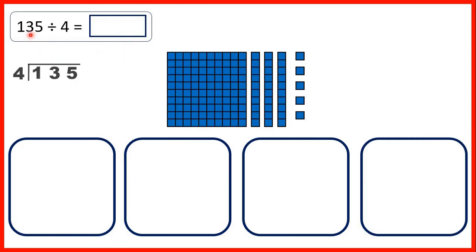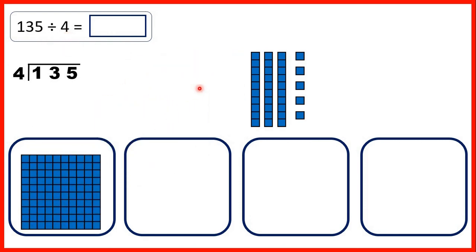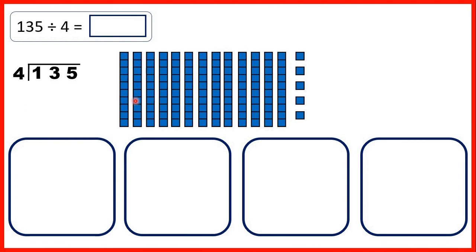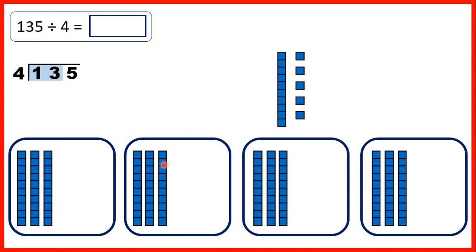Finally, we had 135 divided by 4. Again, we couldn't share out our 100, but we could split our 100 into 10 tens, and that means that we have 13 tens altogether. We can share out 12 of those tens, but we can't share out this 10 because we need the same amount in each group. So, because we have 3 in each group, we have 3 as the tens digit of our answer. But then we have 1 ten that we can't share out, so we write this 1 remainder in front of the next digit.